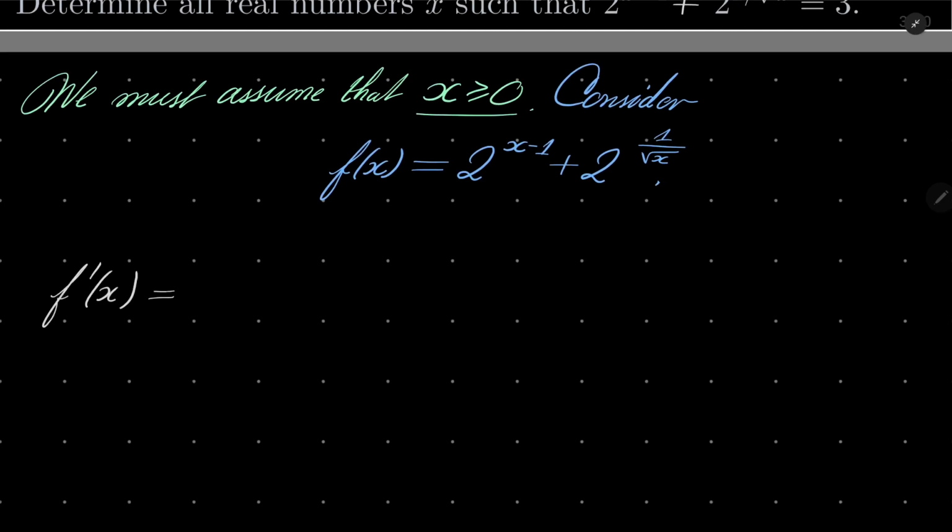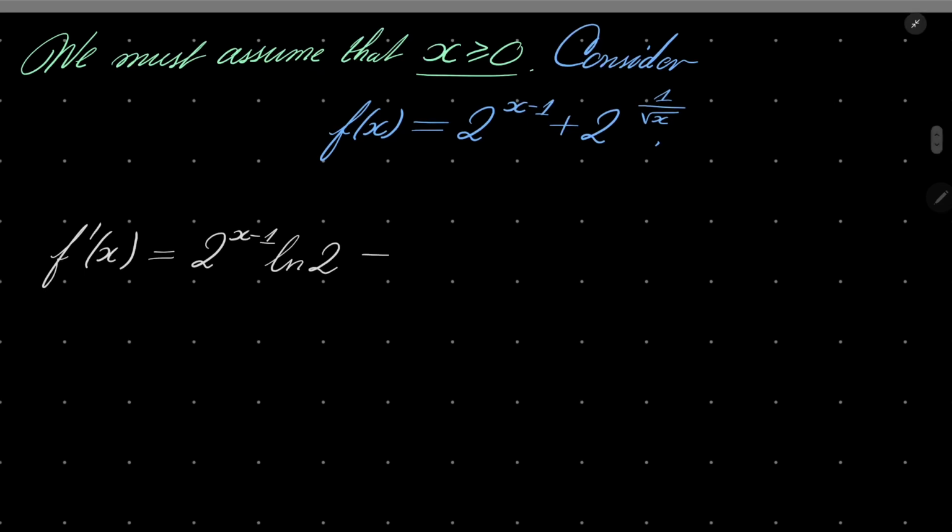Derivative of f equals the derivative of 2 to the power x minus 1, it's 2 to the power x minus 1, but by the chain rule, times natural log of 2, plus 2 to the power 1 over square root of x times natural log of 2, but again, by the chain rule, we have to differentiate 1 over square root of x, and the derivative of 1 over square root of x, it's x to the power minus 1/2, so it's minus 1/2 x to the power minus 3 over 2.